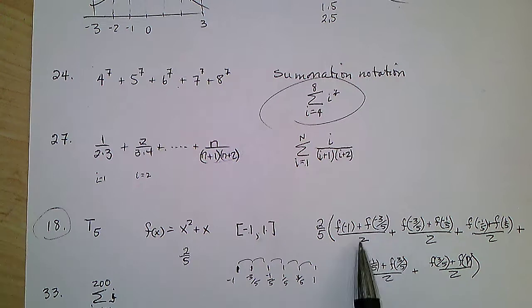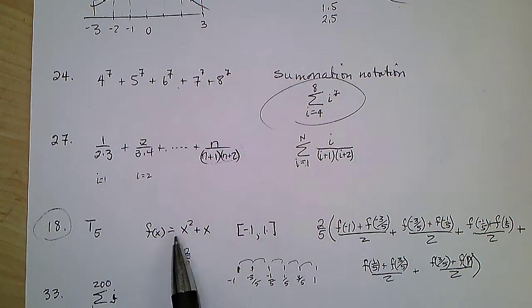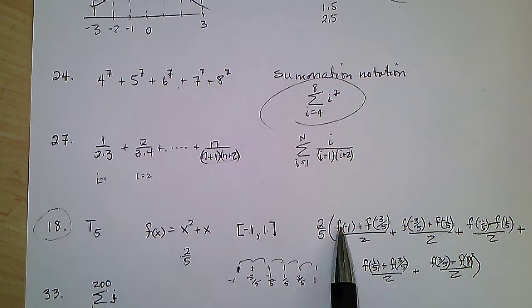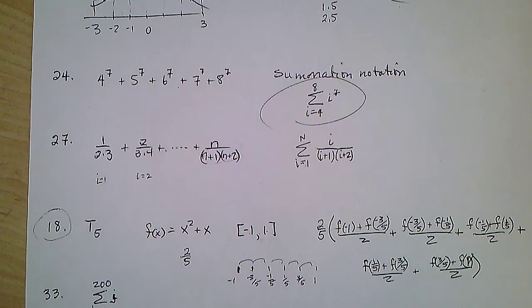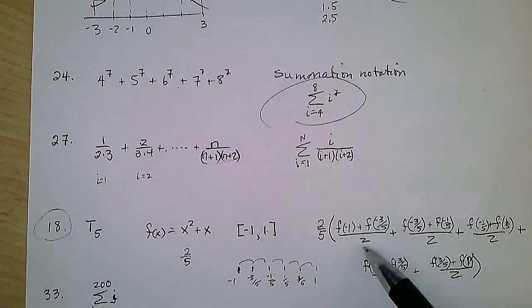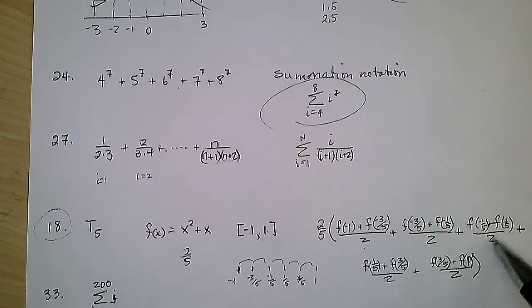And I've got it laid out here, so all you have to put in is -1 into this, figure that value out, put -3/5 into this, figure that value out. You can do those on the calculator pretty easily, and then add these, divide by 2, add these, divide by 2, and so on.